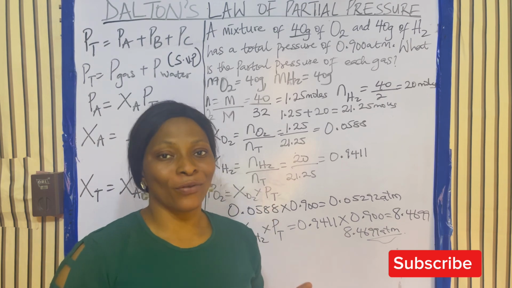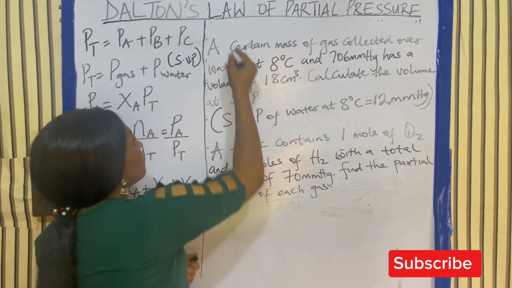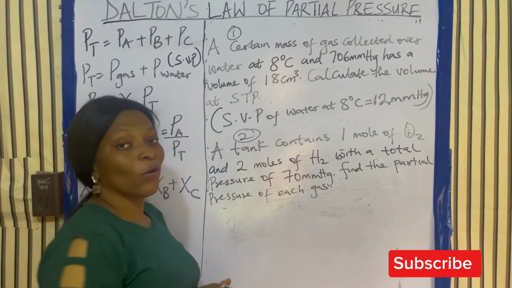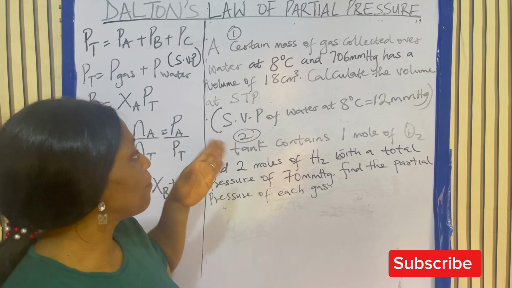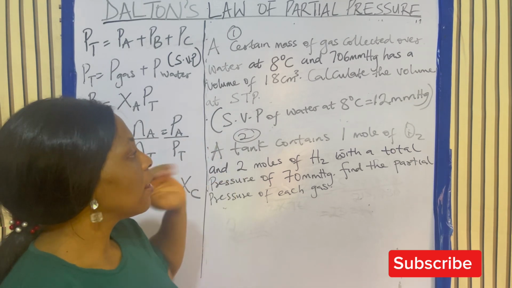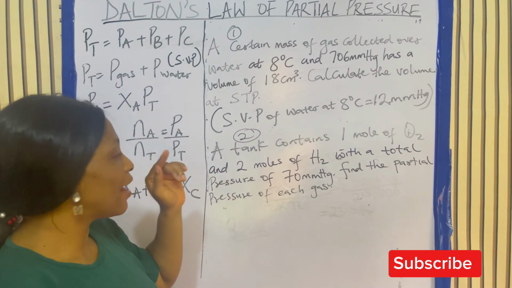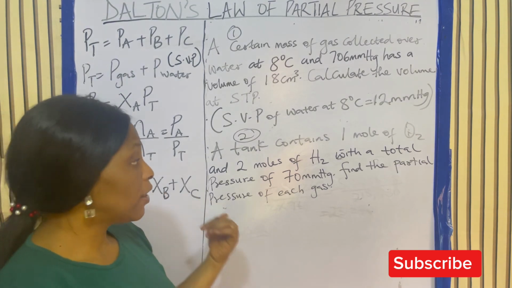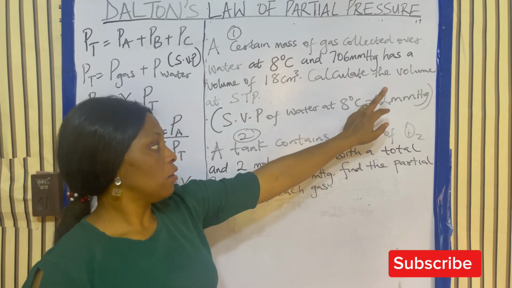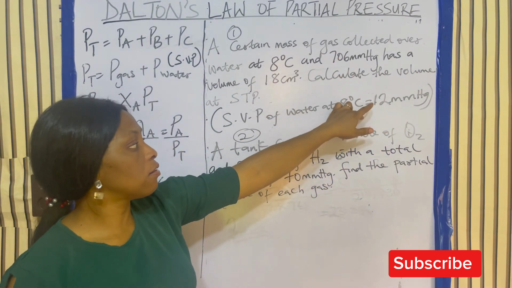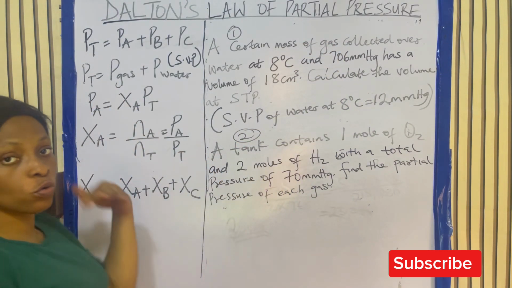Now I'll give you questions to solve. Put your answers in the comment section. So this is question 1 and this is question 2. I need you to solve them and put your answers in the comment section. Question 1 says a certain mass of gas collected over water at 8 degrees Celsius and 706 millimeter mercury has a volume of 18 cm3. Calculate the volume at STP. I believe we know what to do here. Please don't forget that the SVP of water at 8 degrees Celsius is this. So remember to subtract this from this in order to get your P gas before you solve.